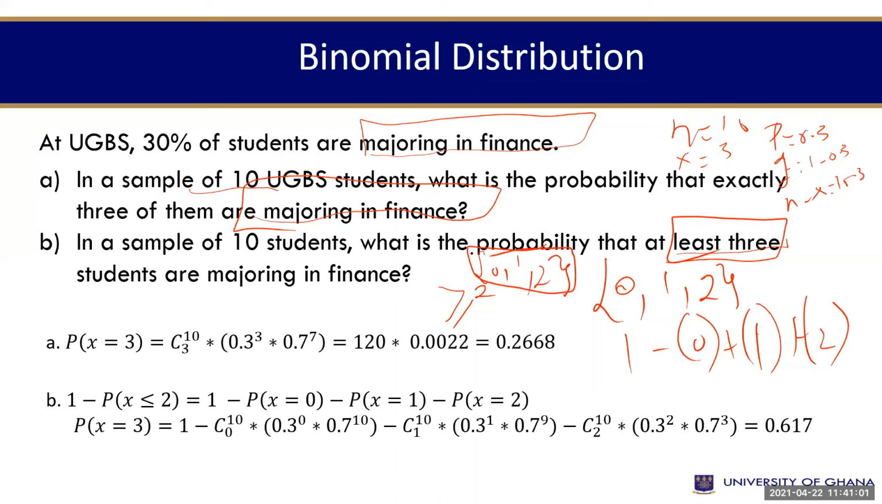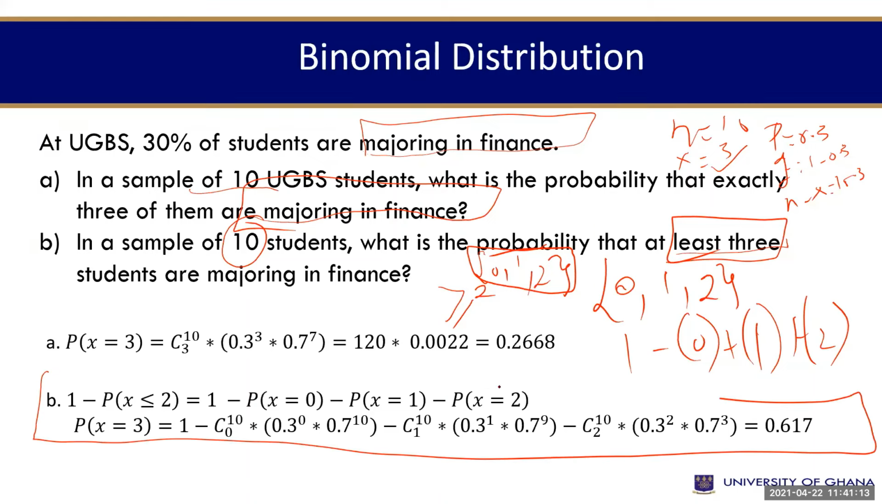What is the probability that you have exactly 10 students majoring? You just find X is 10, substitute and you are done. So this is the second example I was trying to give.